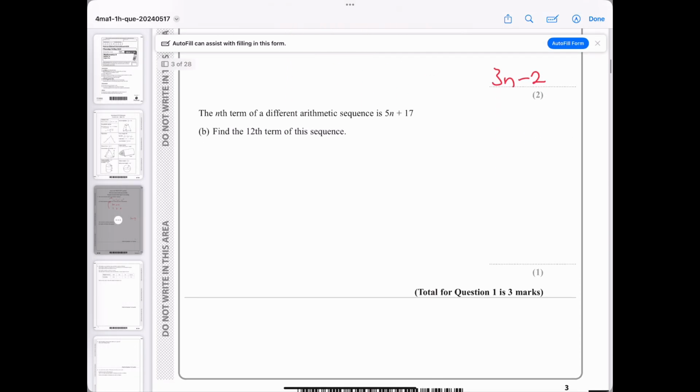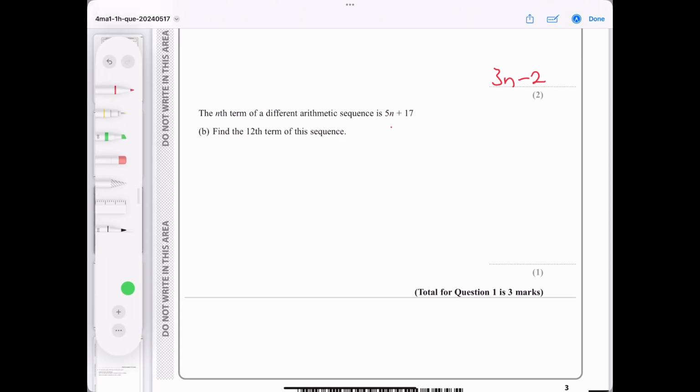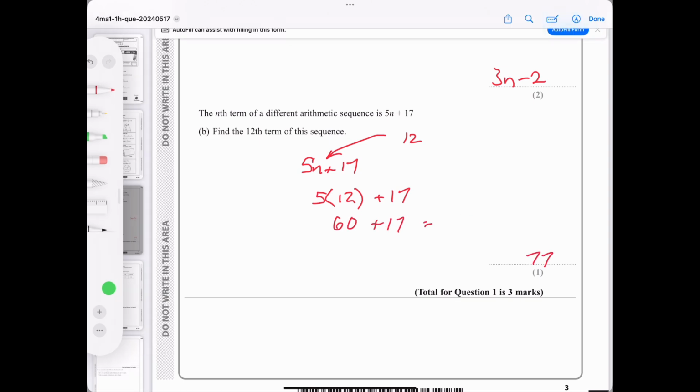Right, the nth term of an arithmetic sequence is 5n plus 17. Find the 12th term of the sequence. If you put a 1 in, you'd find the first term, so that would be 5 times 1 is 5, plus 17 is 22. So all we have to do is pop in a 12. You can use a calculator with IGCSE, but 5 times 12 we know is 6 times 10, which is 60, plus 17 equals 77. And that's how you do that.